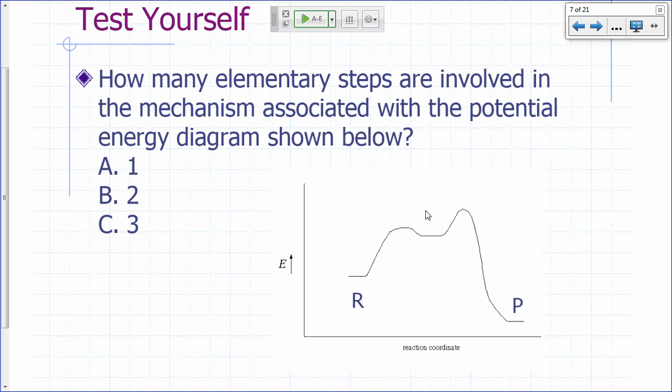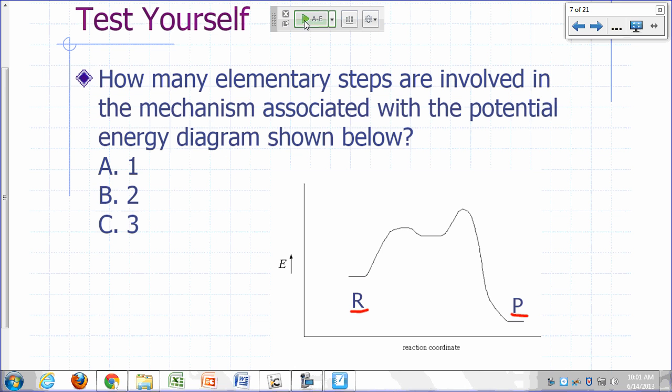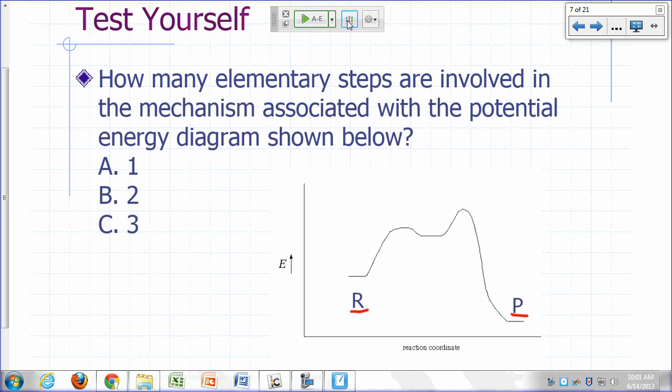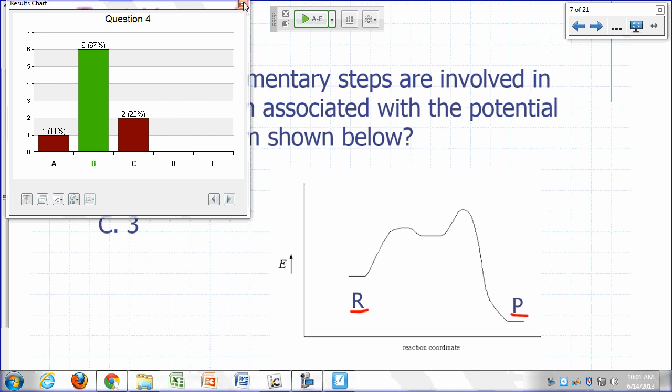How about this one? If you have a mechanism where the potential energy looks like this versus reaction coordinate, so you're going from reactant to product, how many steps are involved in the mechanism that's associated with this potential energy profile? 1, 2, or 3? The answer is 2.